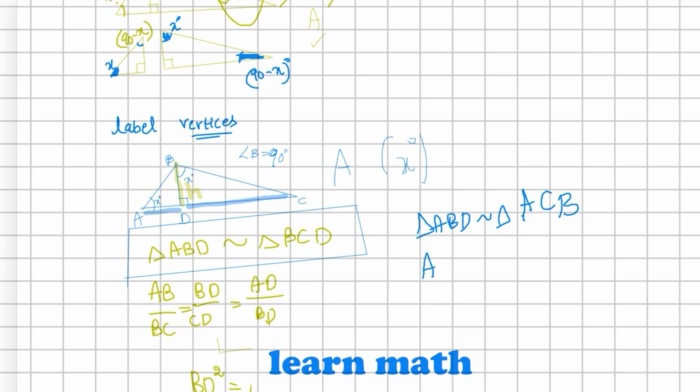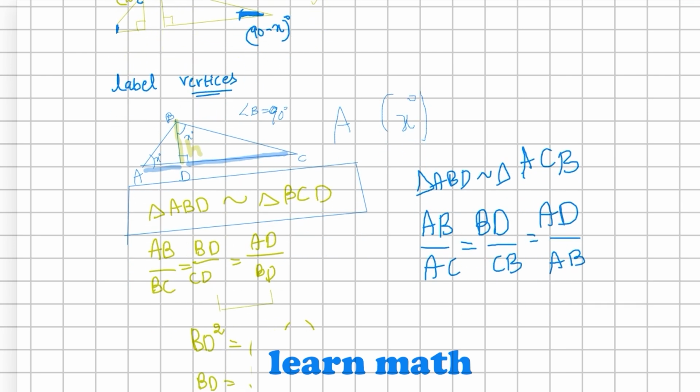So now the proportionality statement is AB, BD, AD over AC, CB, and AB. Which two ratios do you think you have to compare? BD and CB over AD and AB, because AB and AB are common. AB is this side, right? Try to prove the formula. Download the notes.